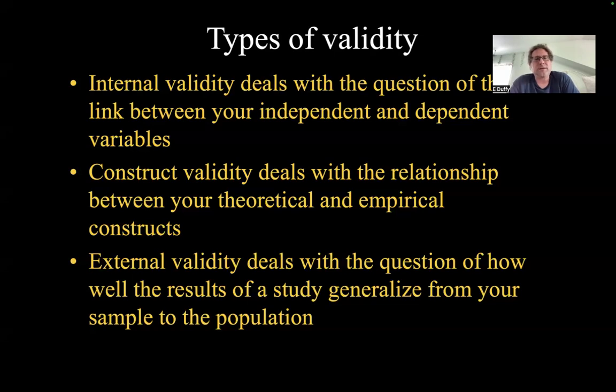And then there's external validity, which deals with how well the results of a study generalize from your sample to the population. This has been a topic that has been discussed for the last 10 years or so, that most studies in psychology use subjects that are WEIRD, okay? And by weird, we mean white, educated, from industrialized countries, who are rich and are from countries that are run as democracies more or less.